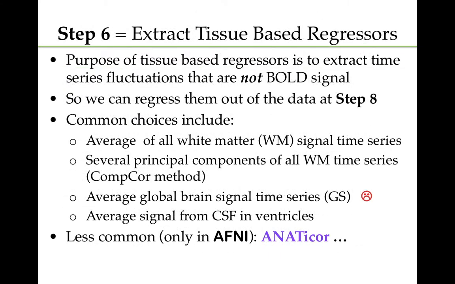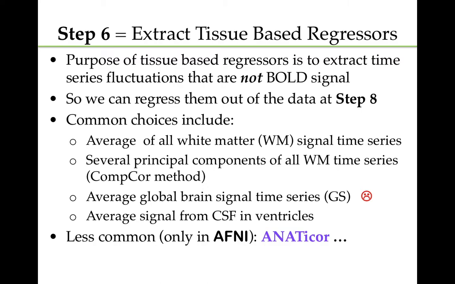Step 6 is something we haven't discussed before, and that is creating extra regressors of no interest using the fMRI data itself. And the purpose is to find time series fluctuations that are not bold signals, so that we can then try to remove those components from the data as much as possible, so they won't interfere with the functional MRI analysis that comes after. So common choices include the average of all the white matter time series.